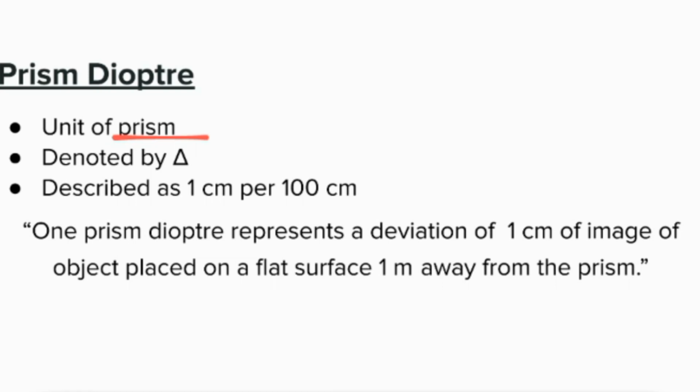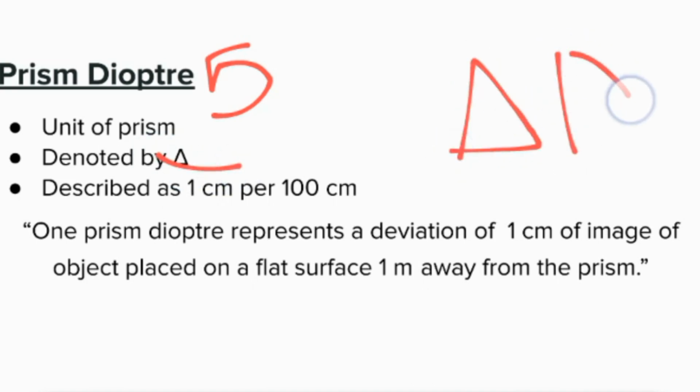We all know that we use prisms in the optometry field very frequently, in different types of tests and for many purposes. So the prism's unit is the prism diopter, and we denote it with this triangular shape. You have seen a lot of people writing it like this. So this is what we call prism diopters.